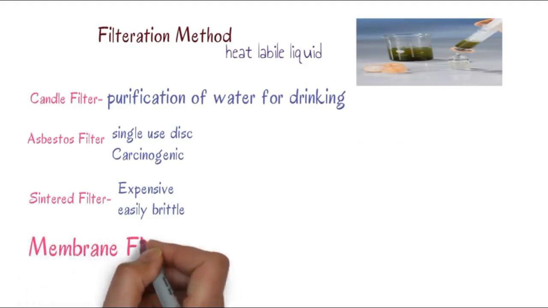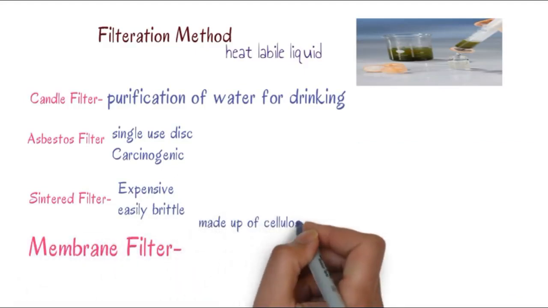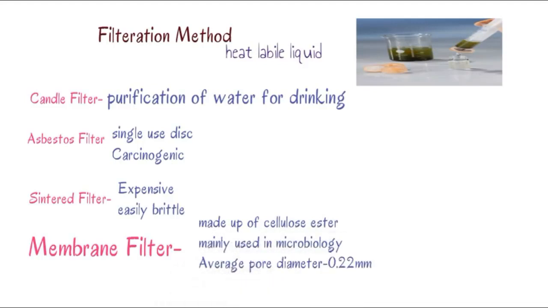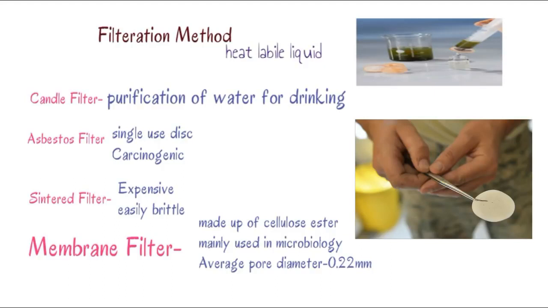Another important and main thing used in filtration in microbiology is the membrane filter, which is made up of cellulose ester. Average pore diameter is 0.22 micrometers. You can see it in the picture. It is very important in the case of microbiology.